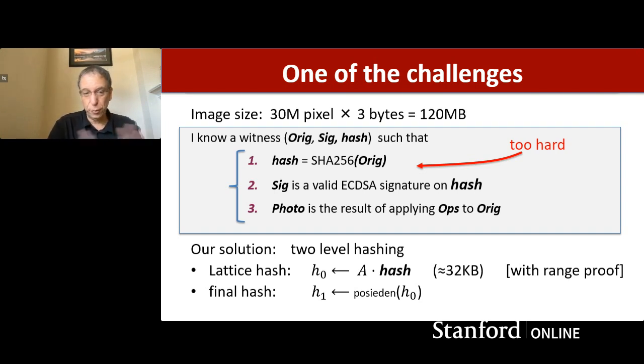And so we developed a new way to do this. We use what are called lattice hashes, which are very efficient and very friendly to zero-knowledge proofs. These lattice hashes will hash the 120 megabytes to about 32 kilobytes. They compress by quite a lot, and they do that quite efficiently. Then finally, we take the 32 kilobytes and compress that down to 256 bits using a hash function called Poseidon. So it's a two-level hashing scheme, and that's what made it possible to get this system to work, so that the proving time is reasonable.